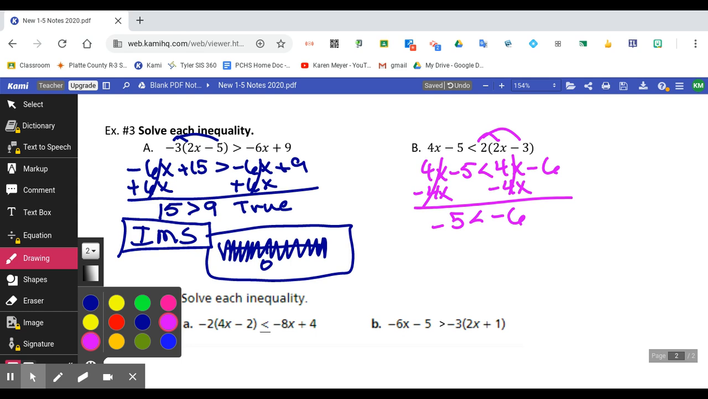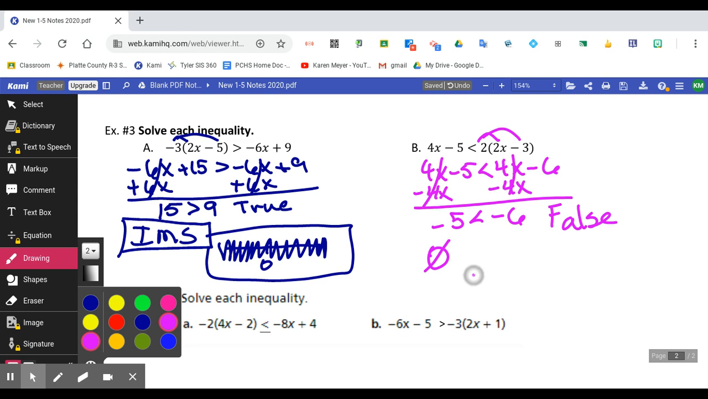Well, is that one true or is that one false? And you got to remember with negative numbers, it's actually false because negative 5 is closer to 0. So that means negative 5 is really bigger than negative 6. So if it's false, then you would say no solution. And remember, our symbol for no solution is a 0 with a slash through it.